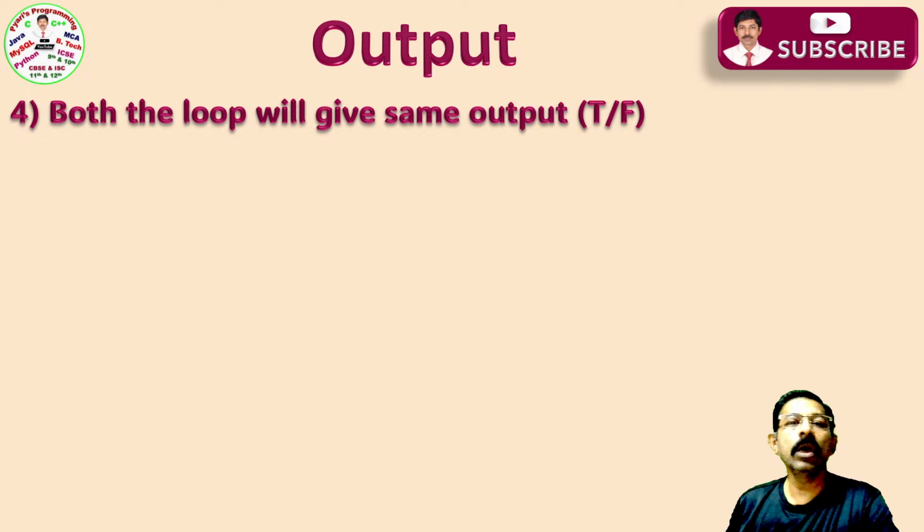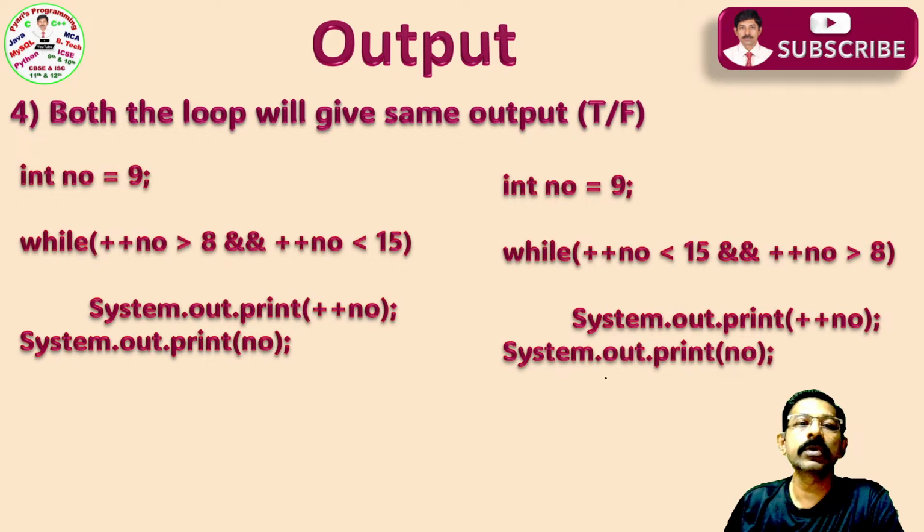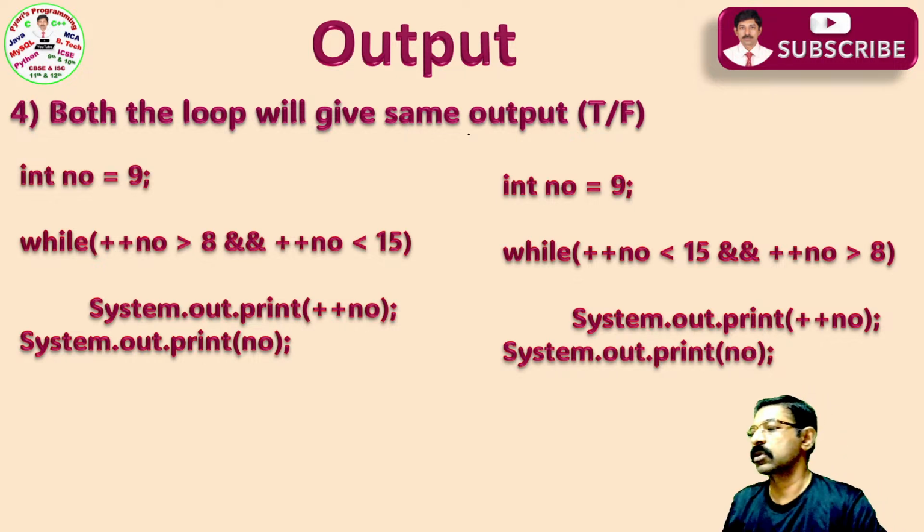Okay, let's move. Both the loops will give the same output, true or false. Here we have 2 loops. It says that both the loops will give the same output. So you have to tell me: if both the loops give the same output, the answer is true. If both the loops give different output, the answer is false.